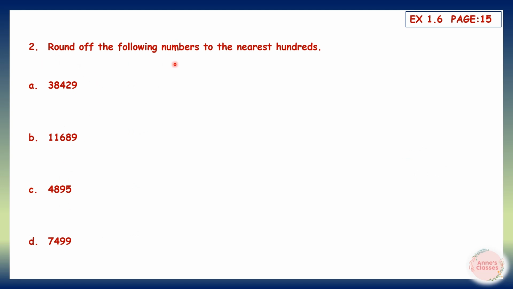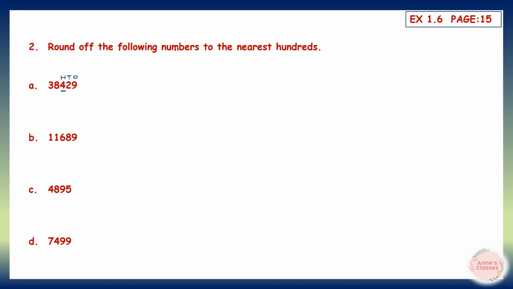Question 2. Round off the following numbers to the nearest hundreds. This time we're looking at the digit in the hundreds place. So here we have ones, then we have tens, and here we have hundreds. So let's underline the digit in the hundreds place. So in the hundreds place we have 4. Let's look at the digit to the right of 4. The right of 4 is 2, isn't it? The digit is 2, which is less than 5. If it is less than 5, what you have underlined will not change. It will remain the same.